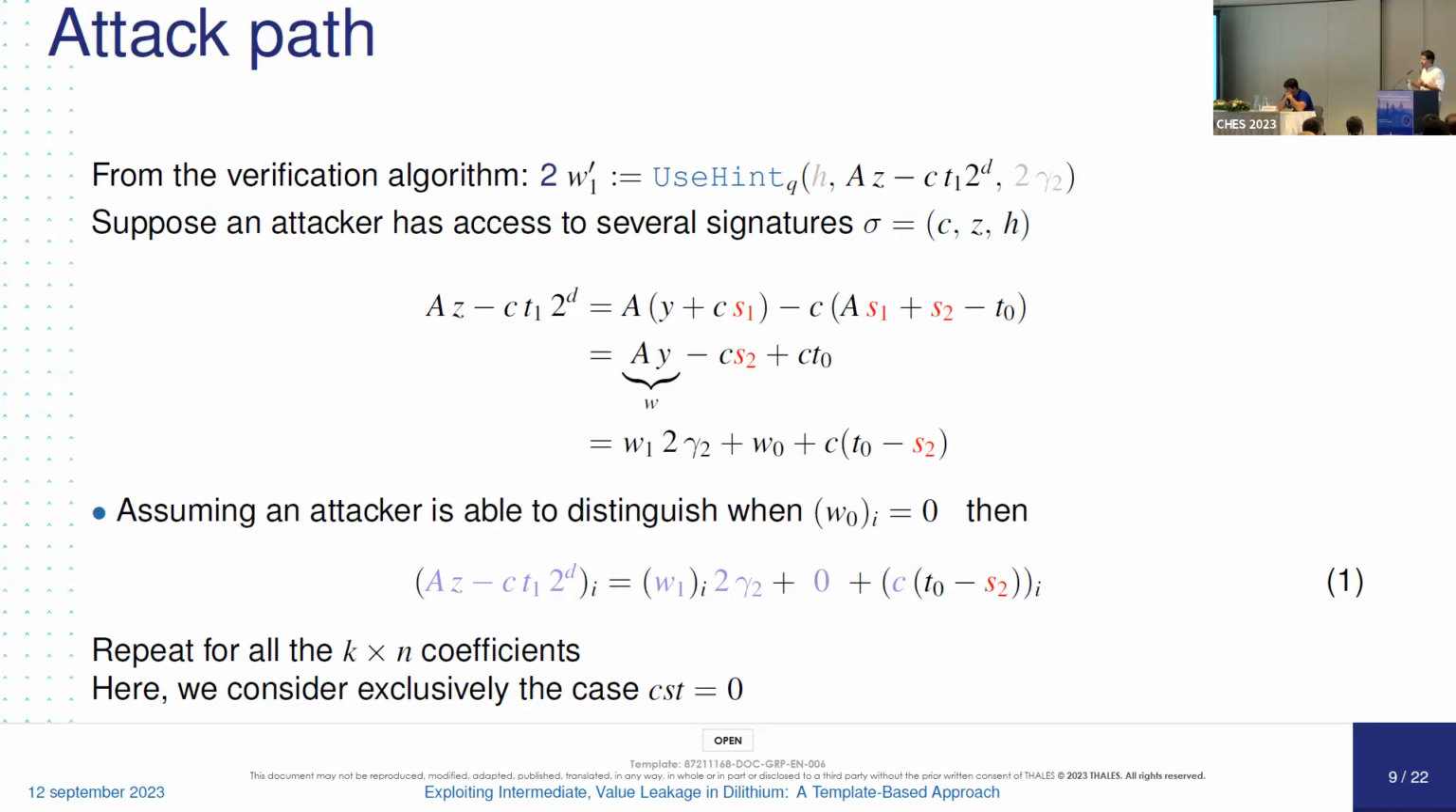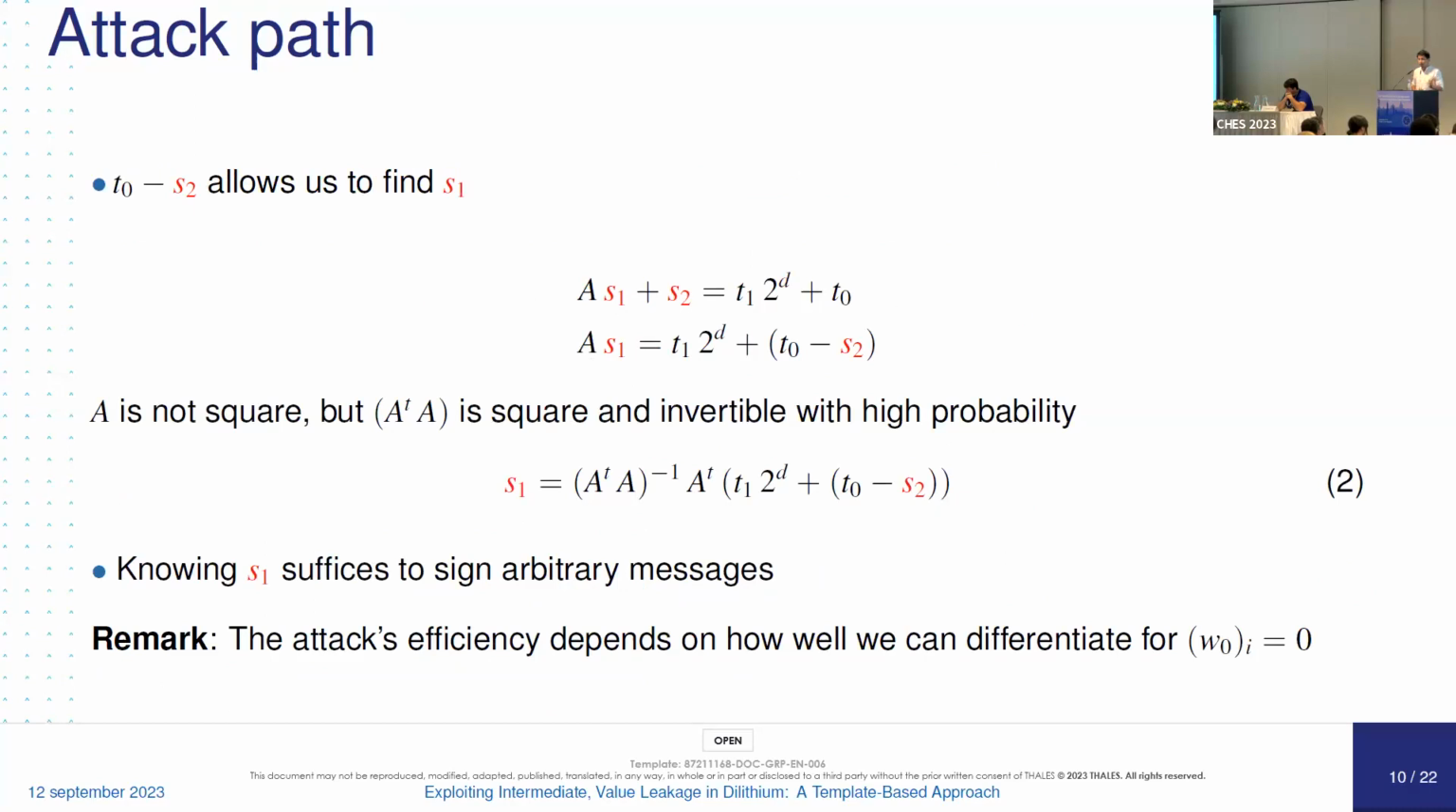Now, once we have recovered the entirety of T0 minus S2, if we look back at the key generation algorithm, this gives us an equation that actually allows us to solve for S1. And as was already shown in the state of the art, S1 is sufficient to forge signatures. So just to summarize quickly here, if for a given coefficient of W0, we know that it's equal to 0, then we can recover the corresponding coefficient of T0 minus S2. Then once we have recovered the entirety of T0 minus S2, we can solve for S1.